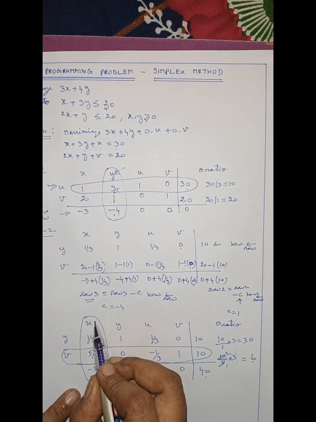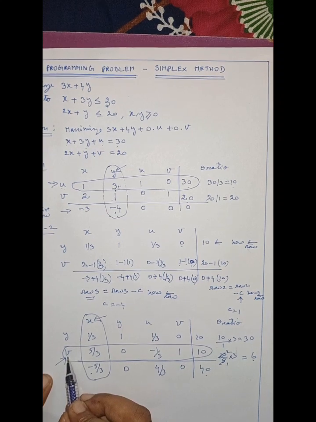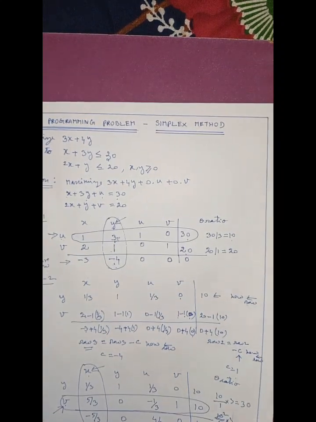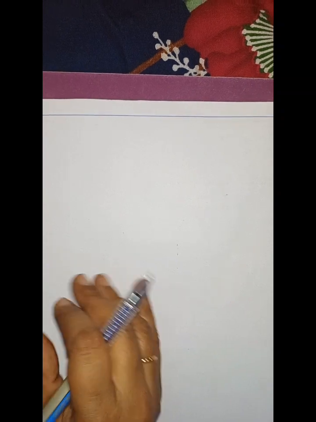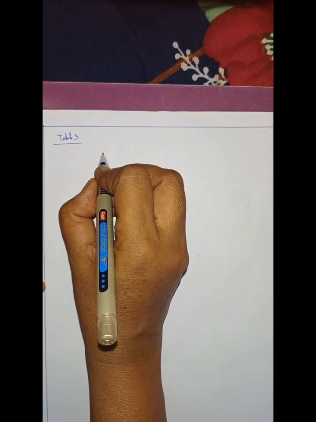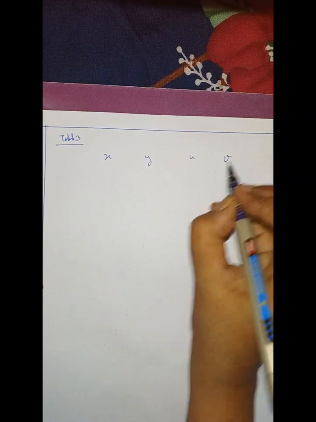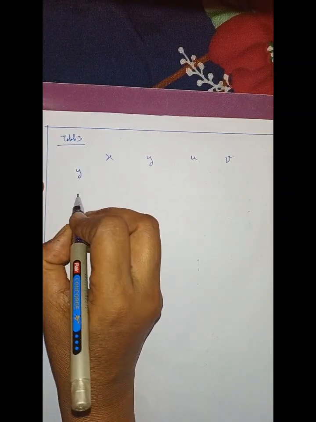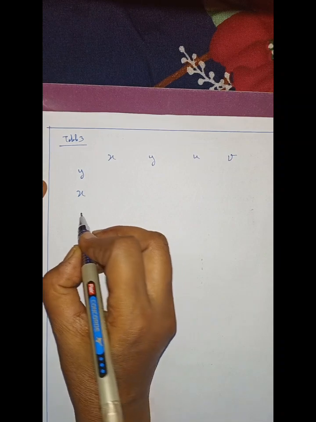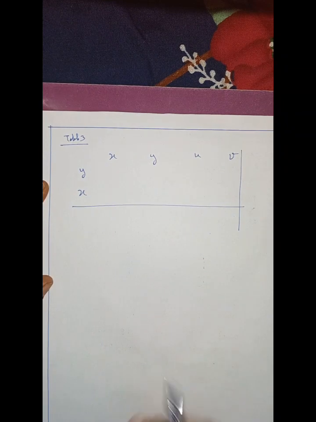So the entering variable is x, the departing variable is v. So in the next table, this v will be replaced by x. So the next table is going to be table 3: x, y, u, v, and here it is y, and here the entering variable x we are writing. And the new row we have to calculate.